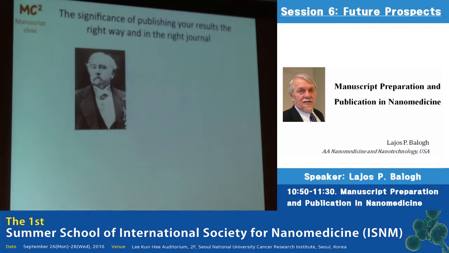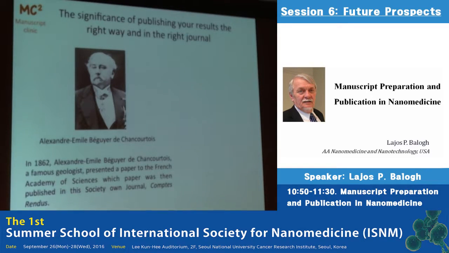The significance: how do you publish your article? Do you know this person? I think some of my former students do, because I showed it a year ago. Maybe they don't even remember. The person is Alexandre-Émile Béguyer de Chancourtois. In 1862, he was a famous geologist who presented a paper to the French Academy of Sciences, which was then published in the Society's journal, Comptes Rendus.